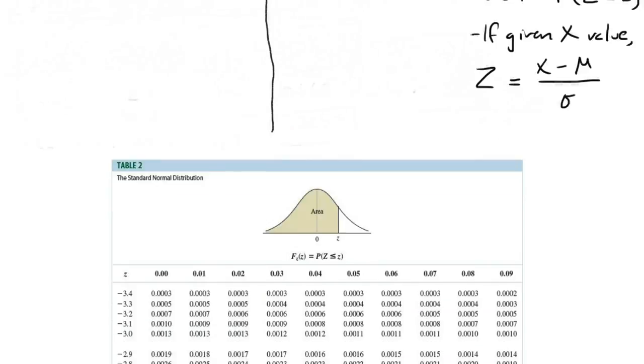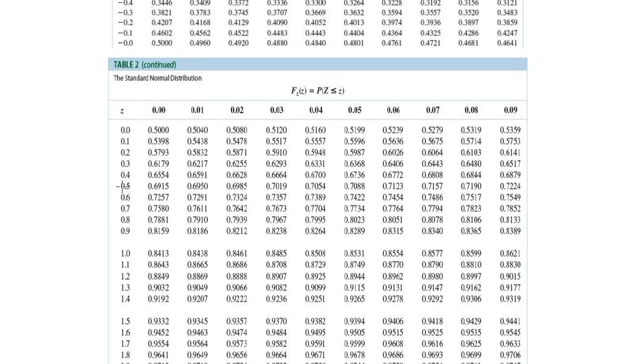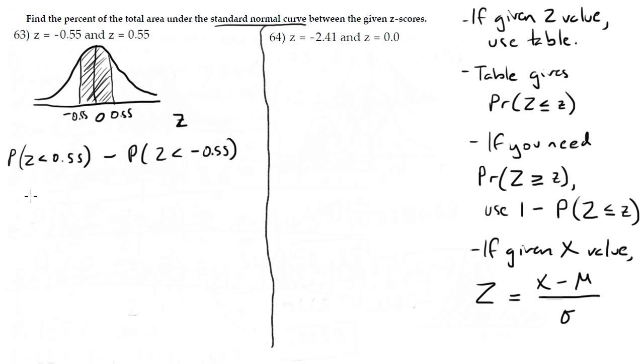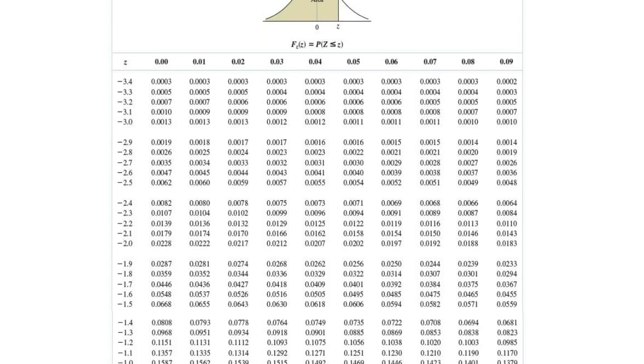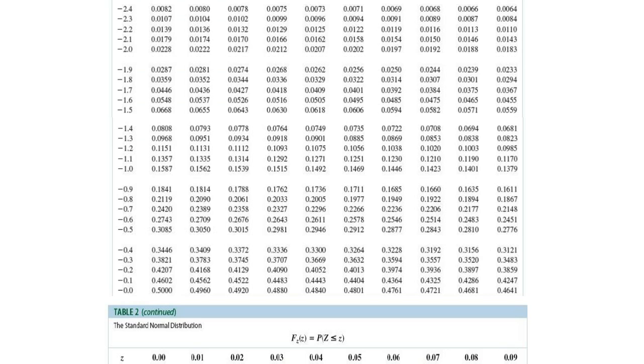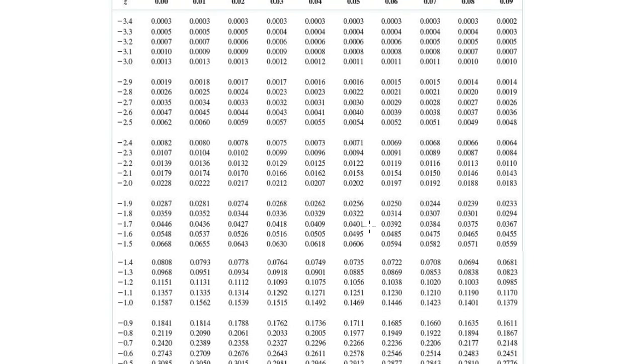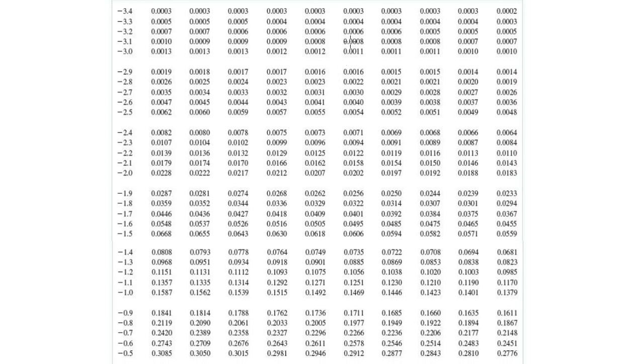So let's go to the table. 0.55 right here. 0.7088. Minus the probability that z is less than negative 0.55. Negative 0.55. You might not be able to see that. 0.2912.